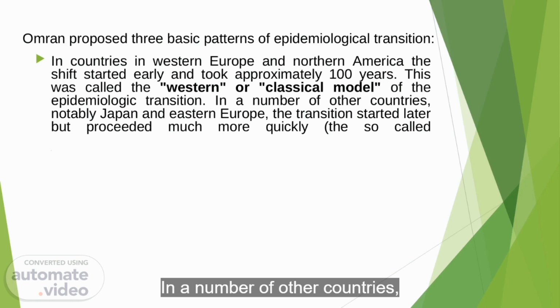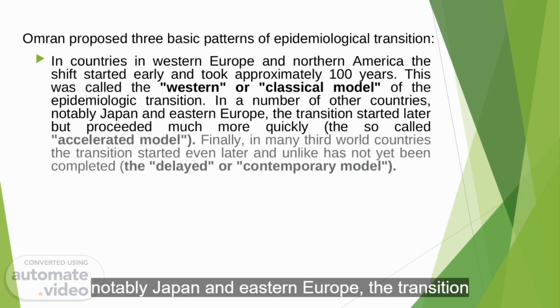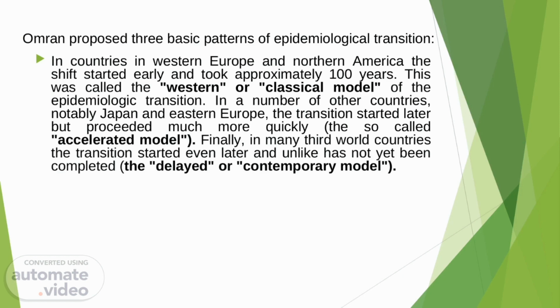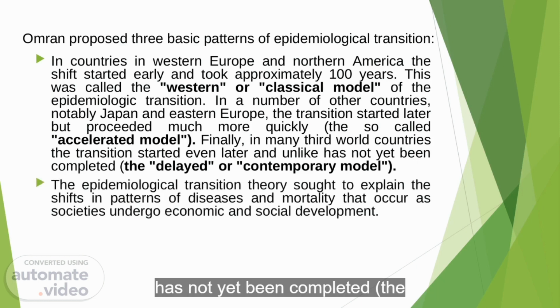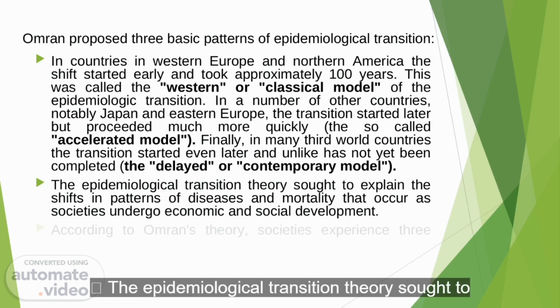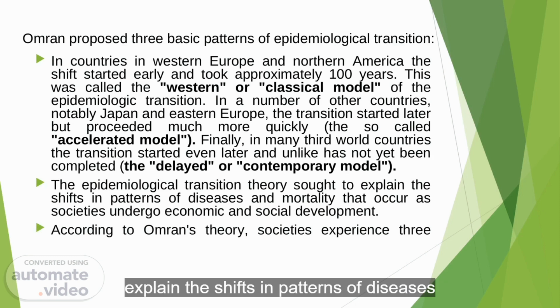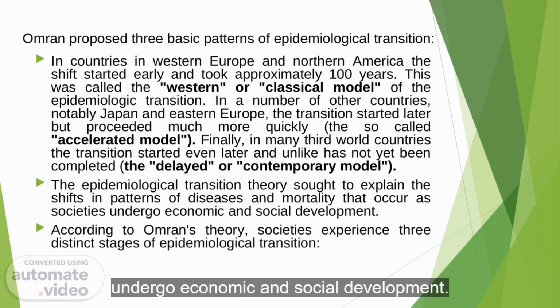In a number of other countries, notably Japan and Eastern Europe, the transition started later but proceeded much more quickly. The so-called accelerated model. Finally, in many third-world countries the transition started even later and has not yet been completed, the delayed, or contemporary model. The epidemiological transition theory sought to explain the shifts in patterns of diseases and mortality that occur as societies undergo economic and social development.